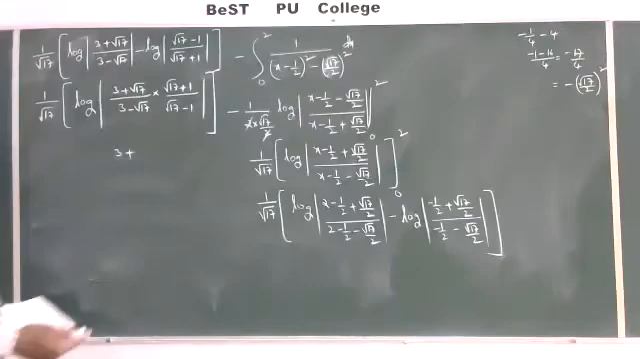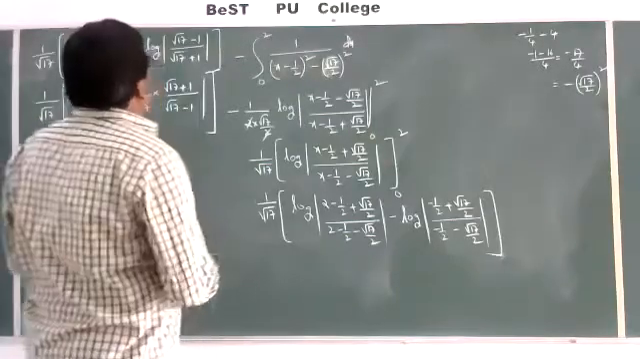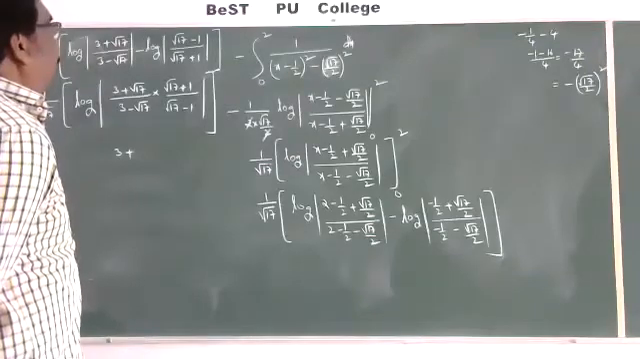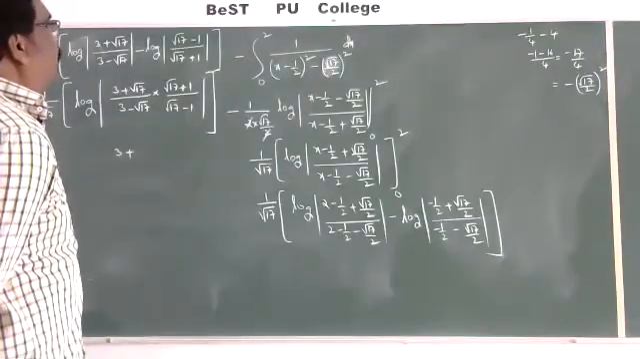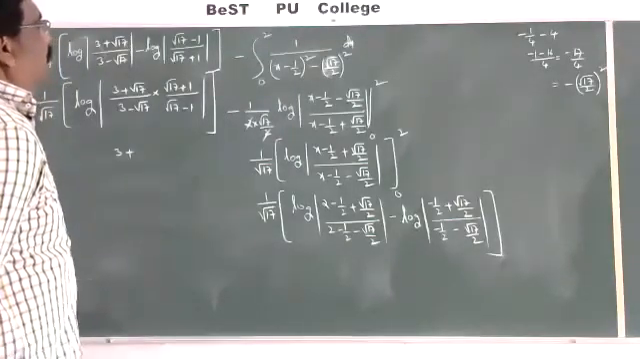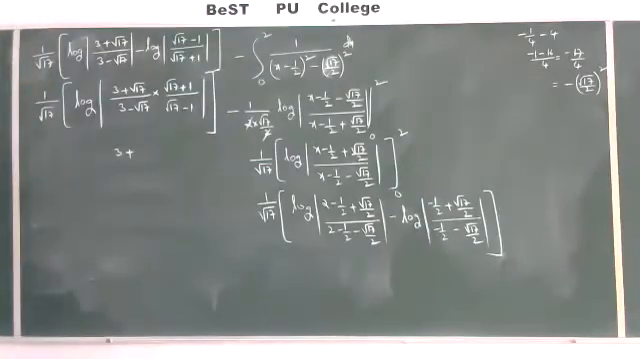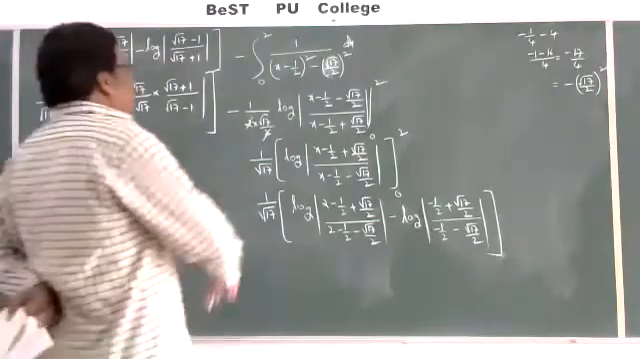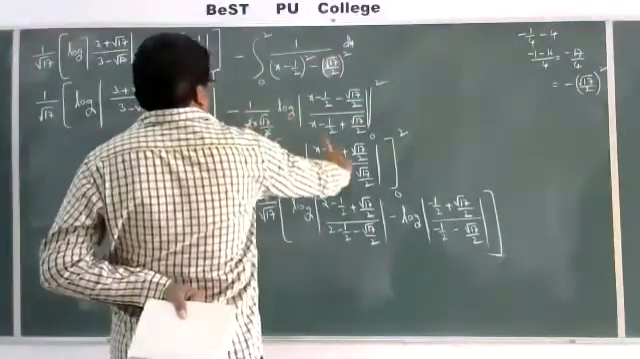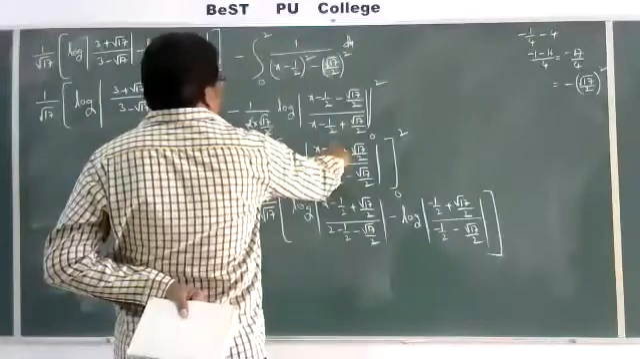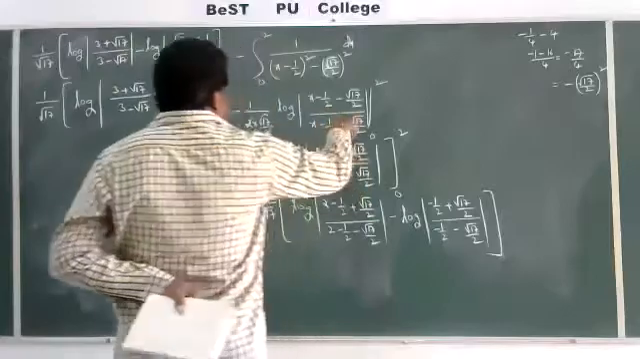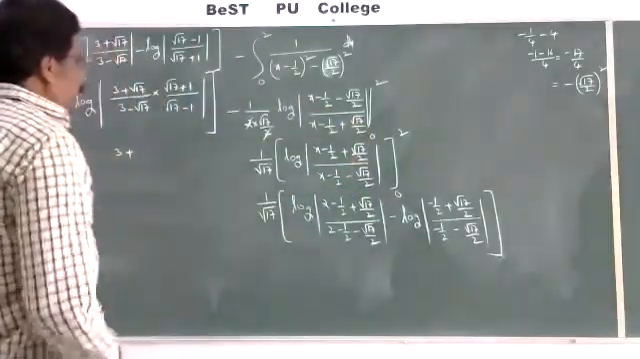But where will simplification lose? x minus a, that is x minus 1 by 2 whole square minus 17 by 4, that is root 17 by 2 whole square. Okay. x minus a by x plus a. For this, minus x minus 1 by 2 plus root 17 by 2 by x minus 1 by 2 minus root 17 by 2. Okay.